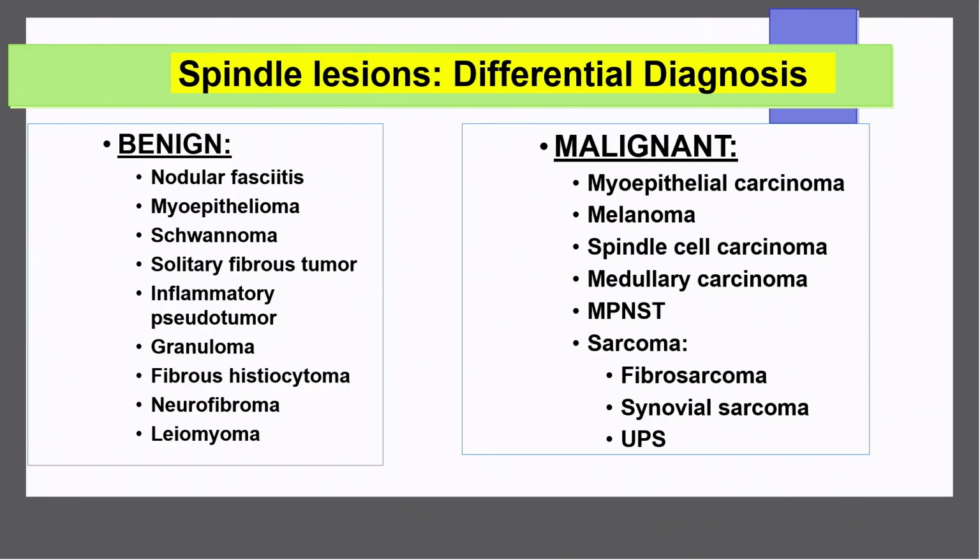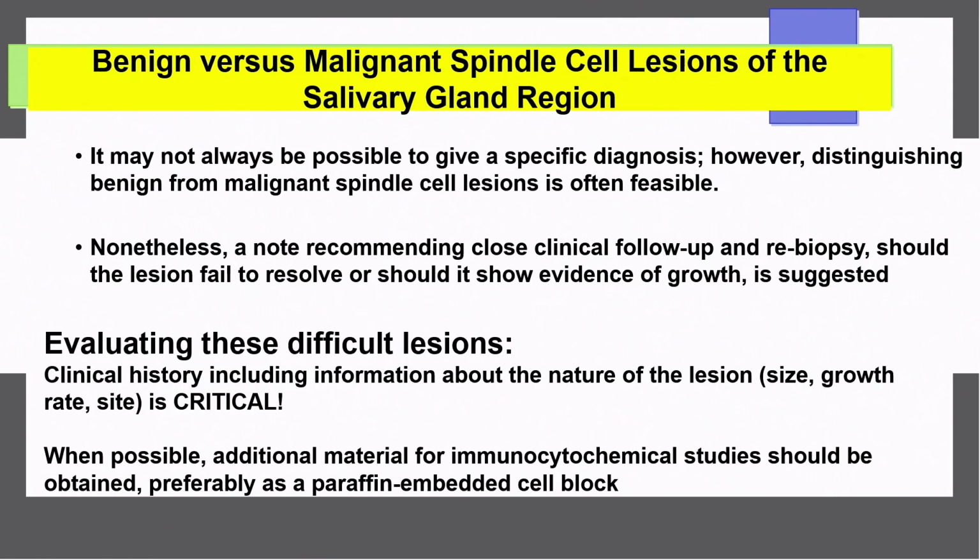Concerning the spindle lesions, as you can see, we might have many different entities in the benign, but also in the malignancy, including primary. And I would like to stress the fact that especially in the parotid gland, we might have a metastatic localization, which is mostly due to the intraparotid lymph node, as you know. It is sometimes not possible to give a specific diagnosis of a spindle lesion, but we are able to define if it is benign or malignant due to the features of the cells.